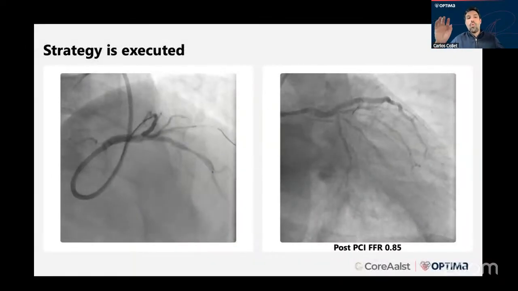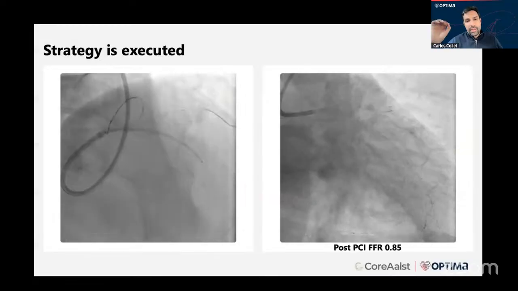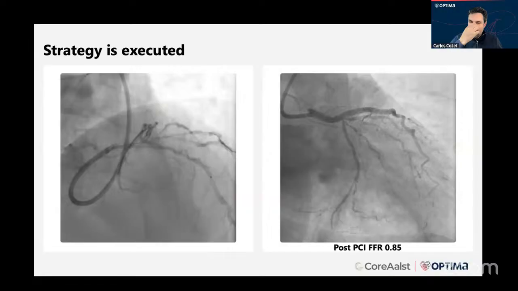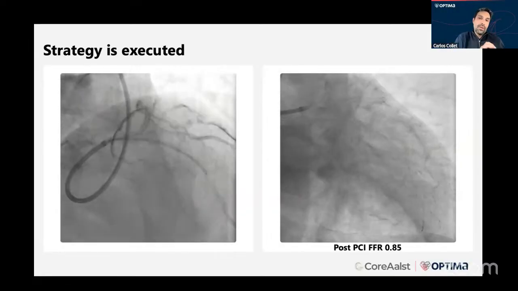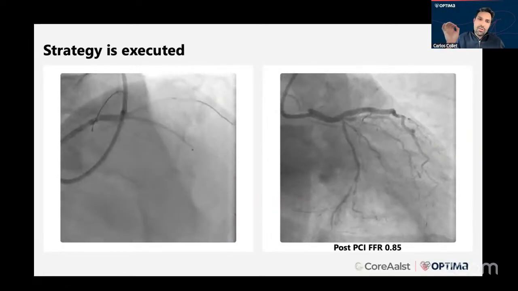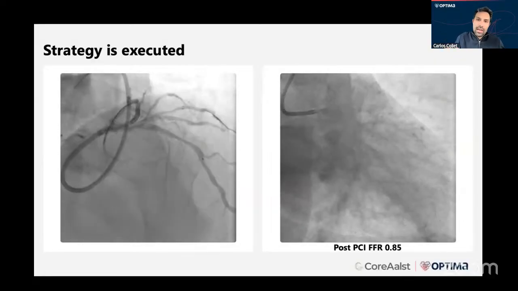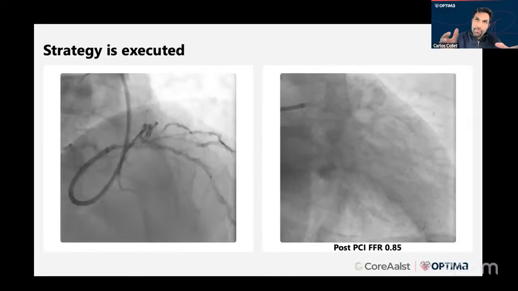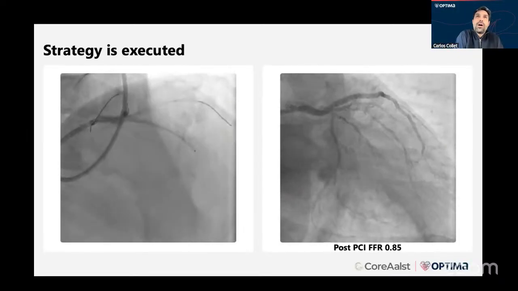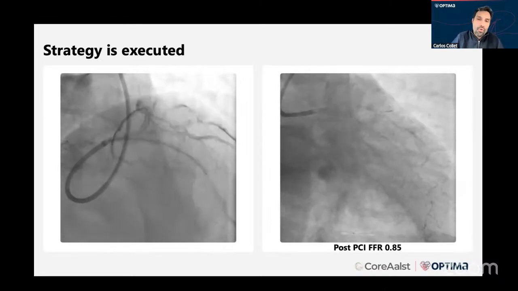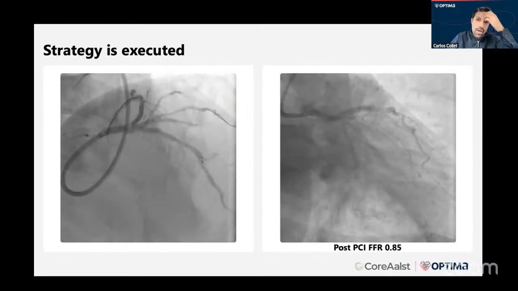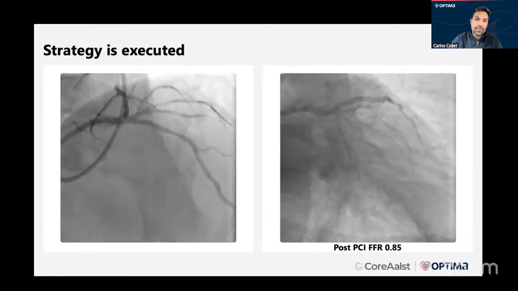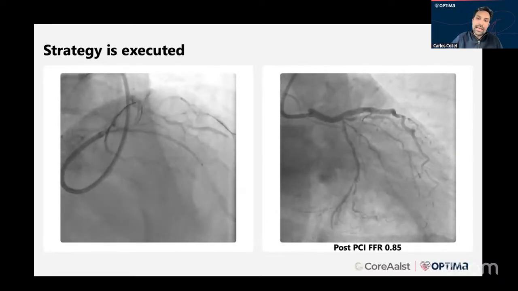Now, what was a very complex and difficult decision-making process now becomes an extremely simple procedure. Now it became 7 French, radial, 3 wires, a 48, and what could have been a very complicated long procedure from both the strategy part and the technical part becomes a straightforward procedure with a provisional from the left main to the mid LAD, landing on normal landing zones, POT, post-PCI FFR 0.88, and that's it.